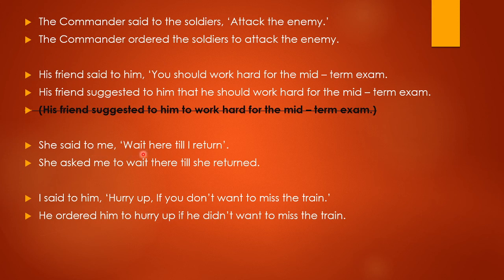Now she said to me, wait here till I return. So she asked me to wait there till she returned. Now the changes of pronouns and the changes of other verbs, like return has changed into returned, these I have discussed in the interrogative sentence video. So you can go back to that video and check it there. I said to him, hurry up if you don't want to miss the train. So I ordered him to hurry up. So when someone is saying hurry up, he's ordering like this. So he ordered him to hurry up if he didn't want to miss the train.